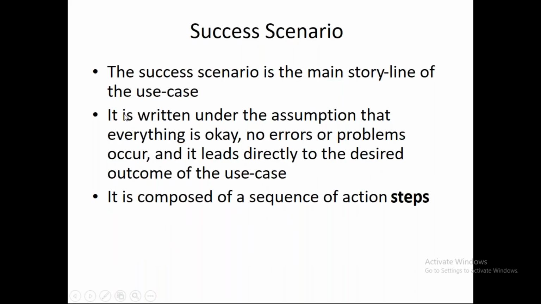Okay, right. So coming to the success scenario, this is the main storyline of the use case. It is written under the assumption that everything is okay, no errors or problems occur, and it leads directly to the desired outcome of the use case. It is composed of a sequence of action steps. Every step leads to the next step, and it leads directly to the desired outcome of the use case.